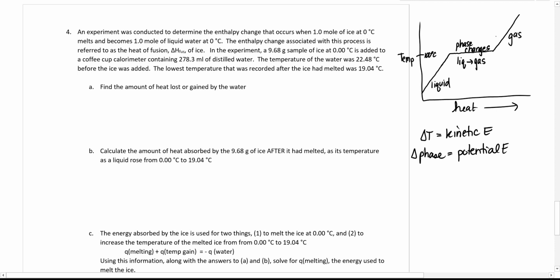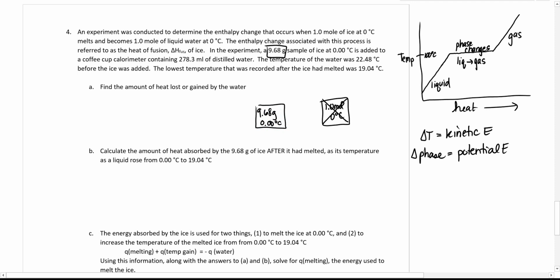So if we look at this setup here, you have a block of ice at 0 degrees Celsius. We're trying to figure out how much energy it takes to melt 1 mole of ice. So what is our actual sample size? Okay, we have our sample size of ice. I was thinking that was a weird number. Okay, we have 9.68 grams of ice, and it's at 0 degrees Celsius.